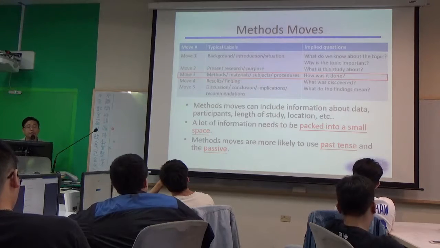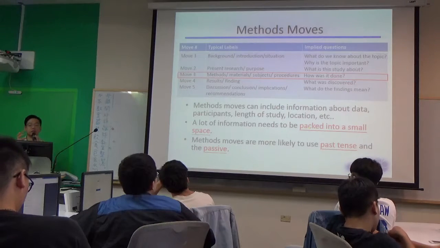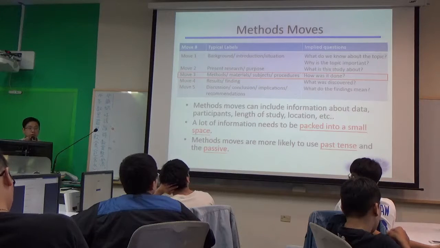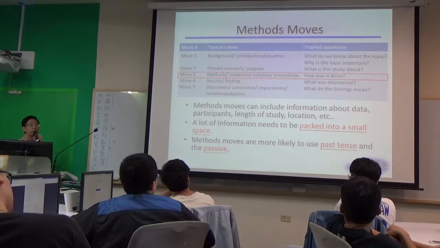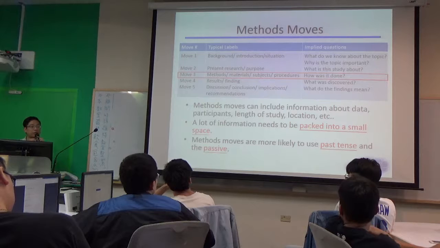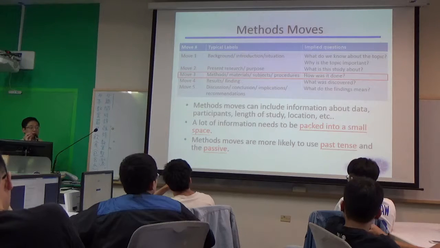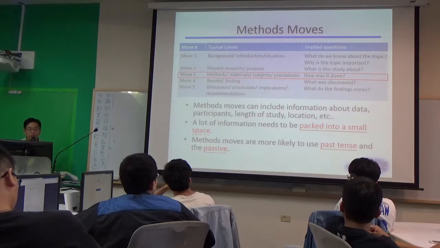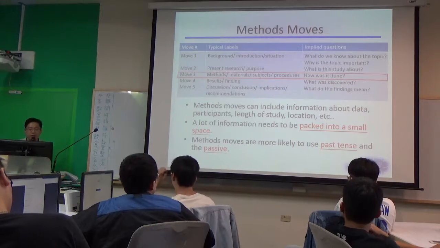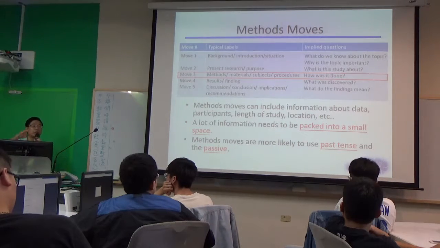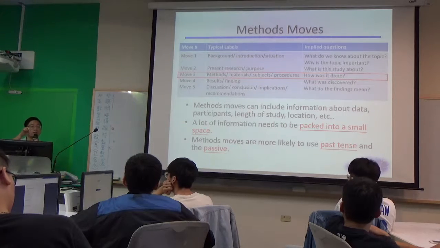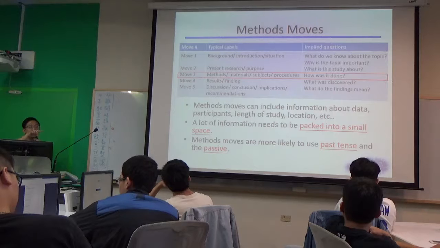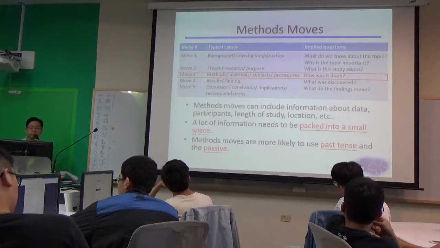So you need to pack your sentences into a space as small as possible. You will not have all the information, but only the important information. Okay. Methods moves are more likely to use the past tense and the passive past tense. But from your examples, I didn't see any of you use the past tense. Only one of you used past tense, and all of your other examples use present tense. Okay.